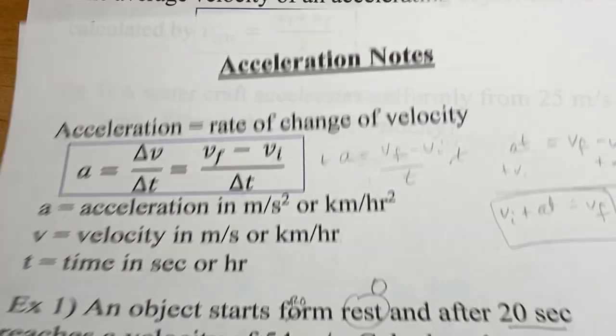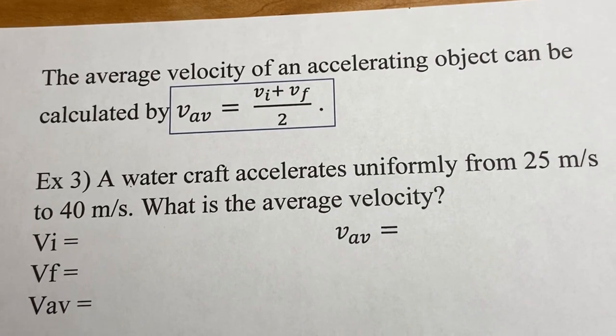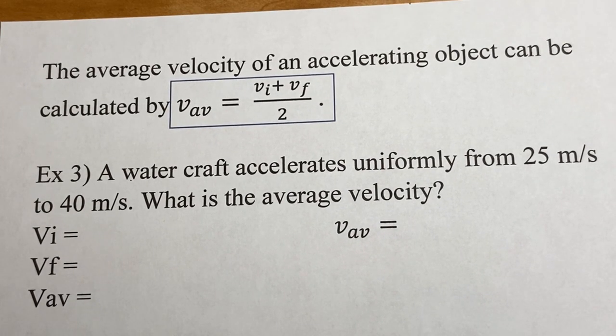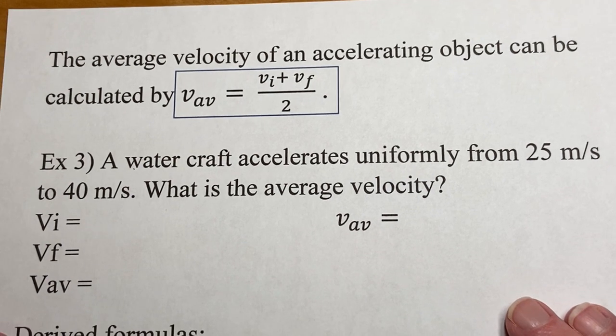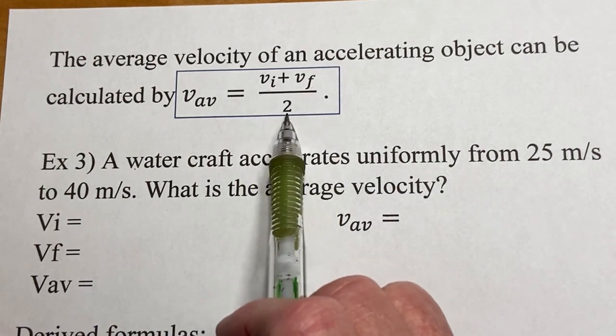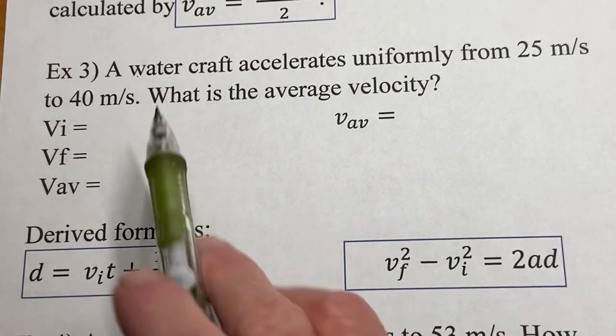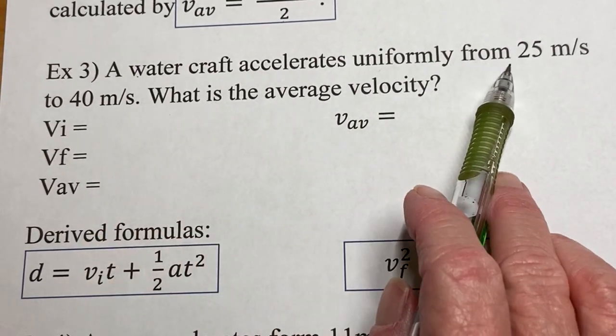So another way that we can have some average velocity that's accelerating is if you literally just get in your car and you step on the gas and you go from 0 to 60. I don't even have a time unit. If I go from 0 to 60, my average is simply going to be the middle. So there's an average velocity formula that has to do with accelerating. And it's the initial plus the final simply divided by 2. So it's pretty simple.